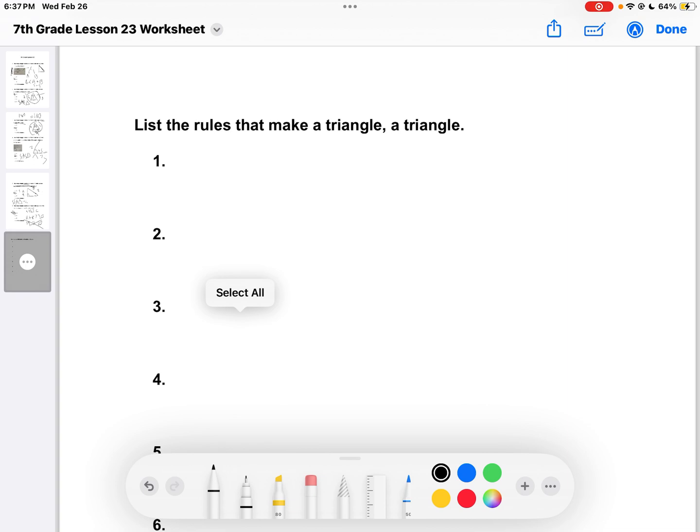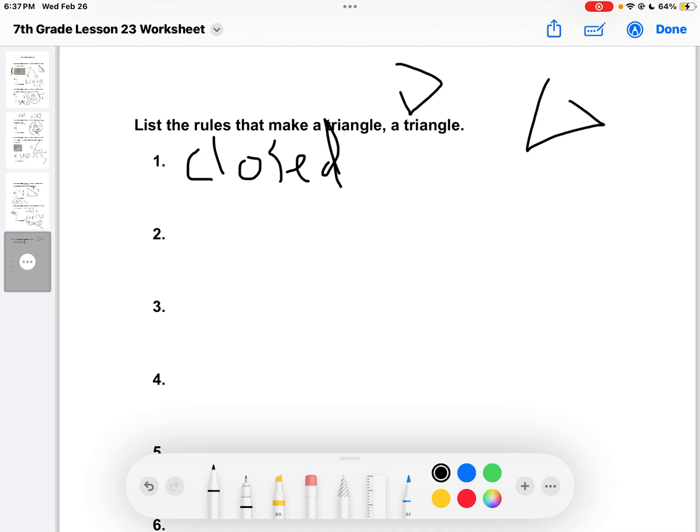Alright, so number 1, it needs to be closed. Now, what does that mean? That it needs to be closed? Well, a triangle can't be like this. A triangle can't be like this. A triangle needs to be closed.